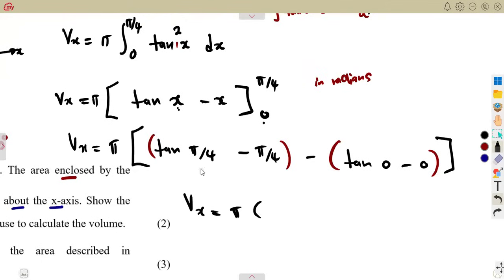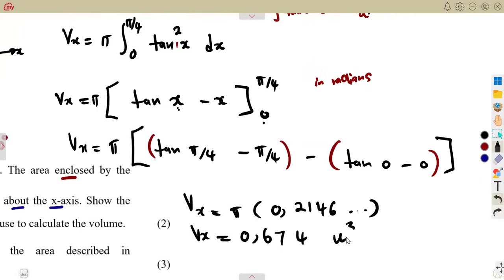That was going to be pi, and the whole of this part was going to give us something like 0.2146 and so on. So if you multiply this by pi, that was going to be 0.674. Remember, this is volume measured in cubic units.